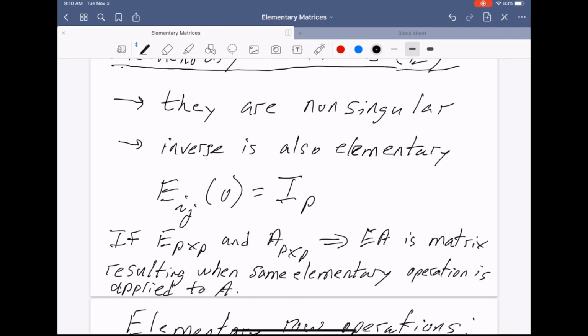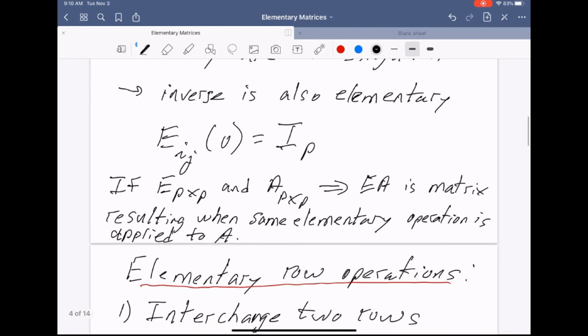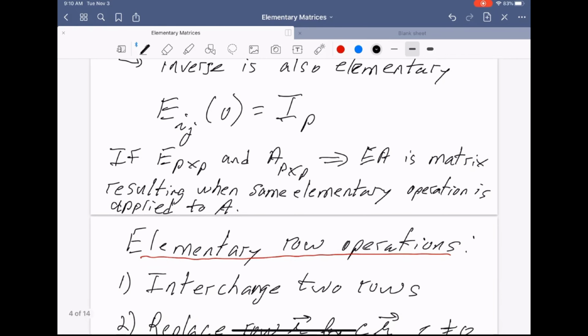If we take an elementary matrix of dimension P by P and any matrix A of the same dimensions, P by P, then multiplying E by A is a matrix which results when some elementary operation is applied to A. So what we're going to be doing is taking this elementary matrix E and multiplying it by A. And this elementary matrix E, we will see, has some means of interchanging rows or multiplying through by a row.